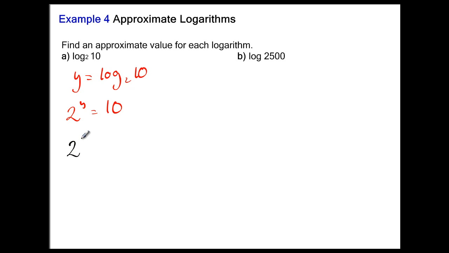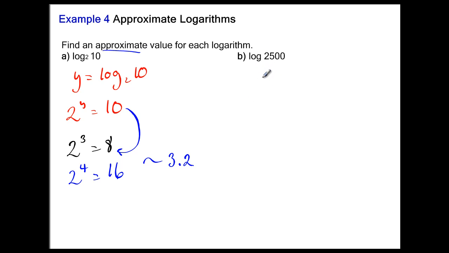I know that 2 to the power 3 is 8, and I know that 2 to the power 4 is 16. Now 10 is closer to 8, so my answer should be closer to 3 than it should be to 4. So I might do an estimate and say I think the answer is about 3 decimal, let's say 3.2. And then I could work through my calculator and solve that. This isn't a very efficient way, but as an approximate value, this is what I'm looking at.